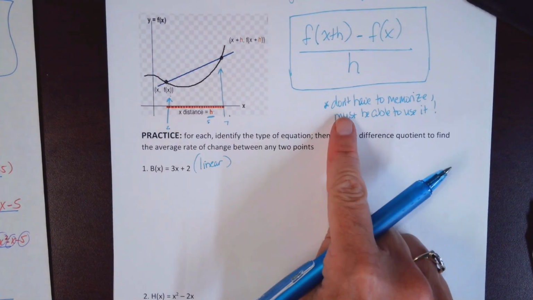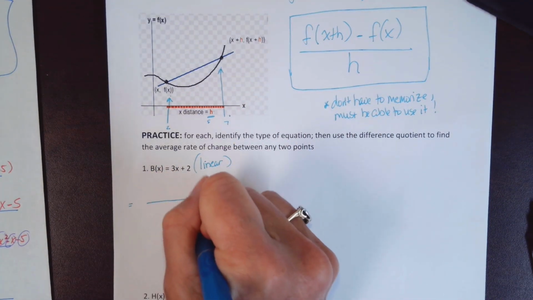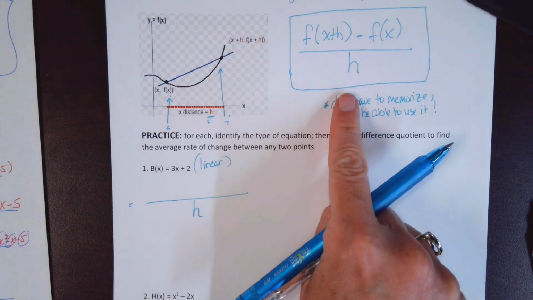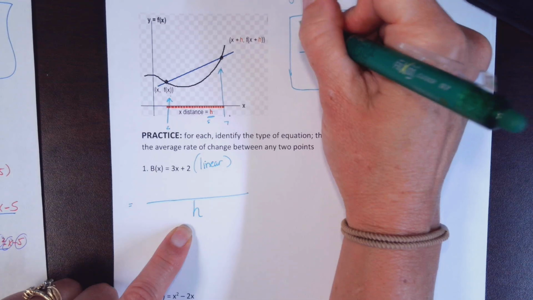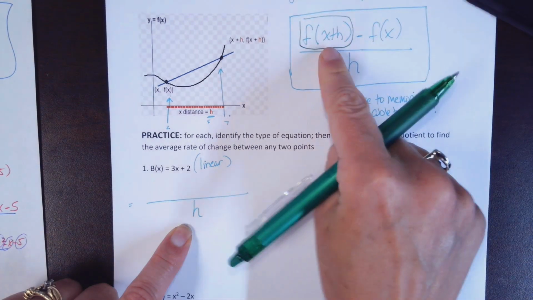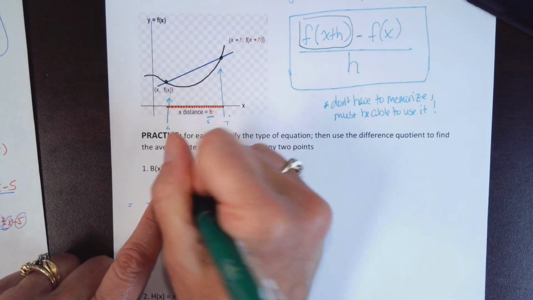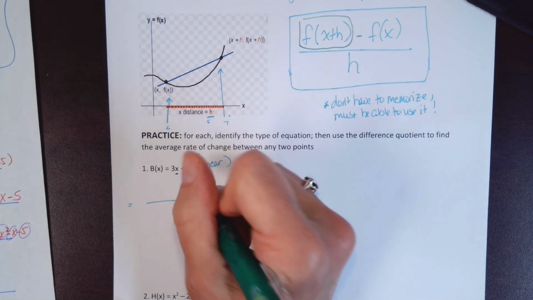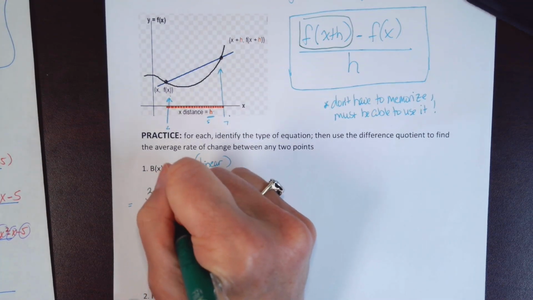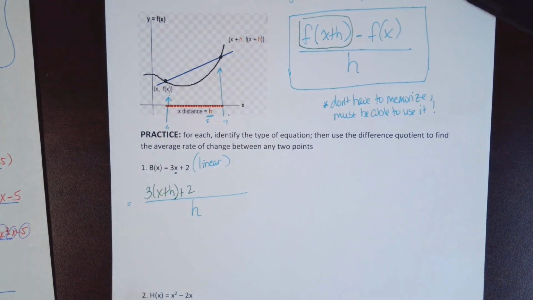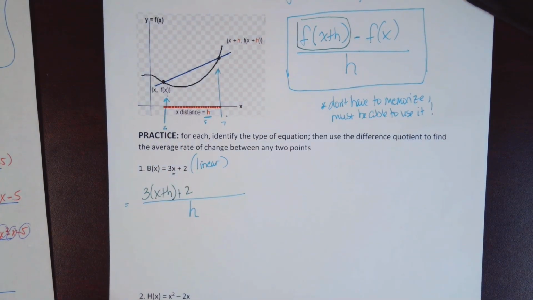Okay. Now, my denominator for my difference function is h every time. It's over h. My numerator has 2 pieces of information. The first piece is I take out whatever x I have and I replace it with x plus h. So I'm going to take out that x and I'm going to replace it with x plus h. That gives me 3 times x plus h plus 2. Okay, I took my function, replaced x with x plus h.